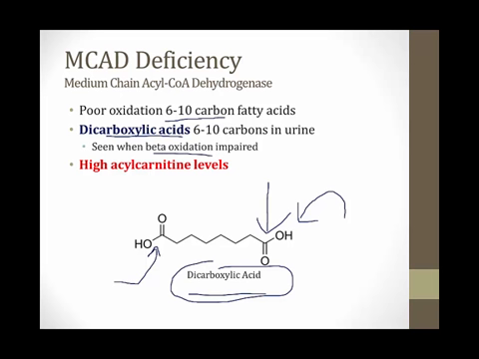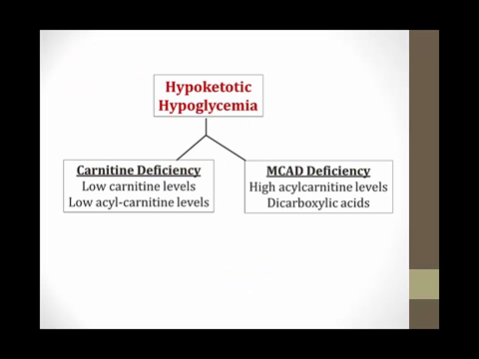And then the other finding that you'll see in an MCAD deficiency, which helps distinguish it from a carnitine deficiency, is that the level of acyl carnitines of medium chain length will be high in an MCAD deficiency, and this is in contrast to a carnitine deficiency. So here's another review slide just to emphasize the important points. When you see hypoketotic hypoglycemia, they are telling you that something is wrong with fatty acid metabolism. In a carnitine deficiency, the carnitine levels are low and the acyl carnitine levels are low. In an MCAD deficiency, you will see high levels of acyl carnitines and you will also see dicarboxylic acids.